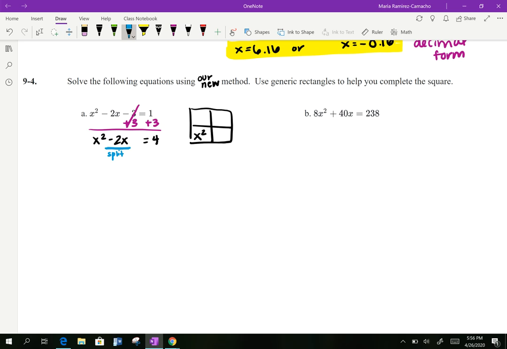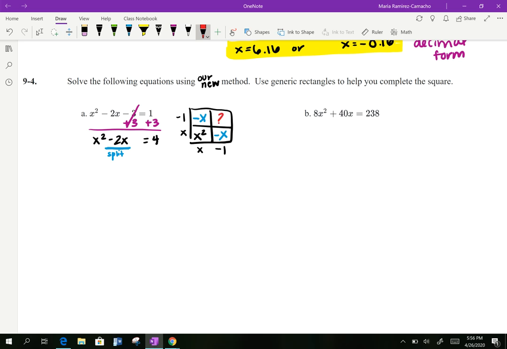Half of negative 2x is just negative x, okay? Negative x plus negative x is negative 2x. Now I need to find the length and the width of this square. Notice I have x minus 1 for my length and x minus 1 for my width. That's why I'm calling it a square. And now I complete the square.